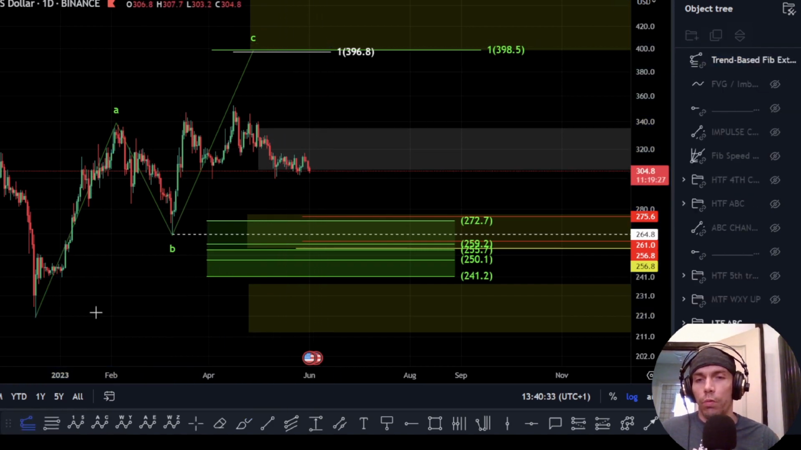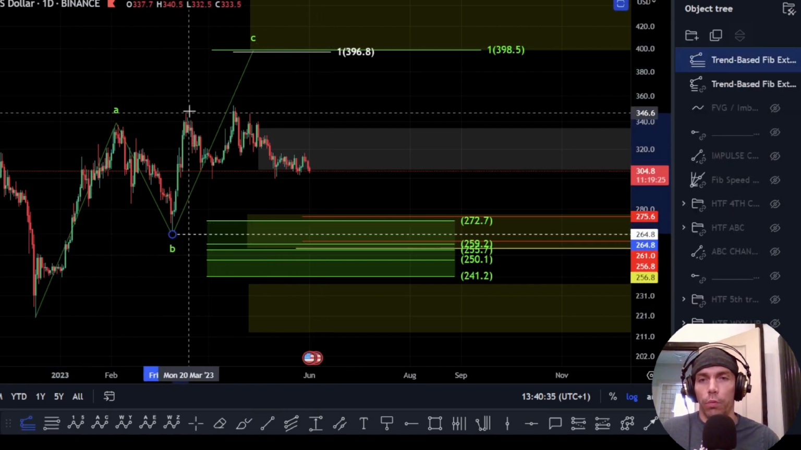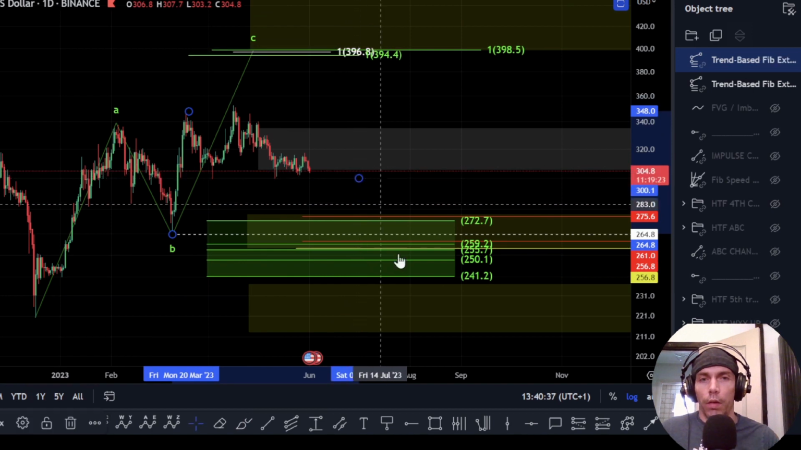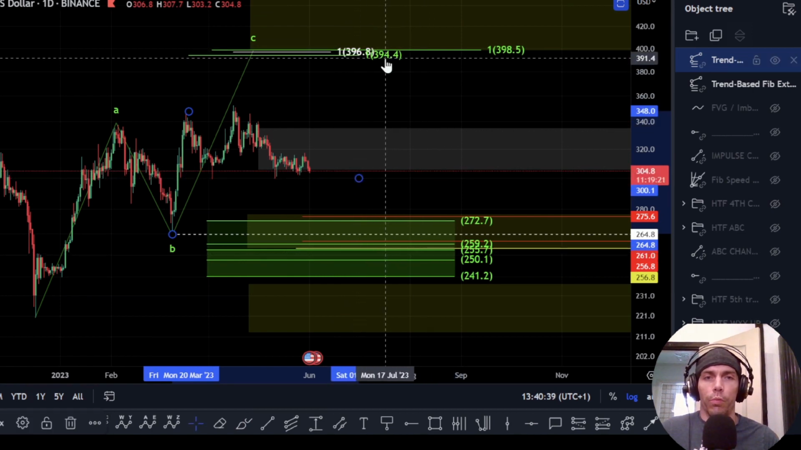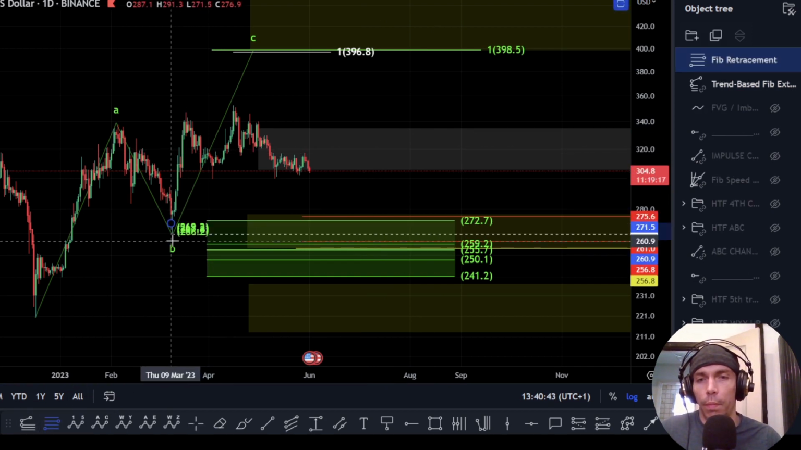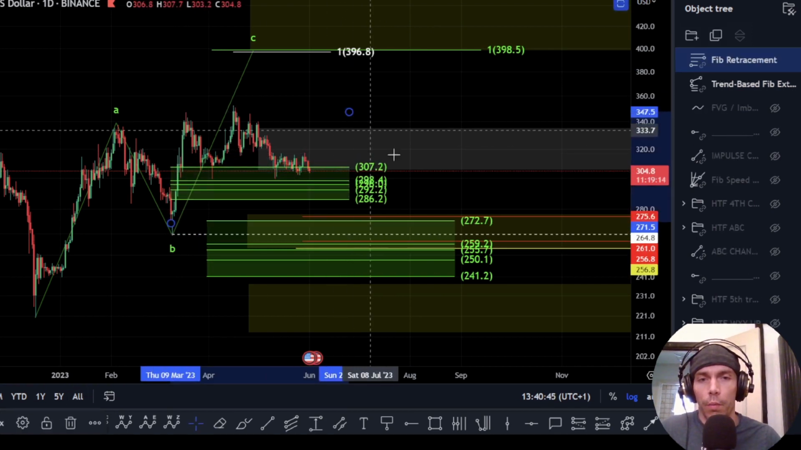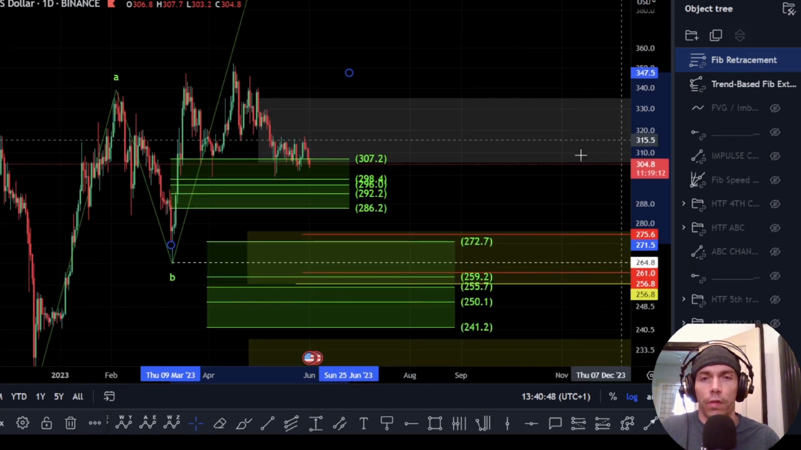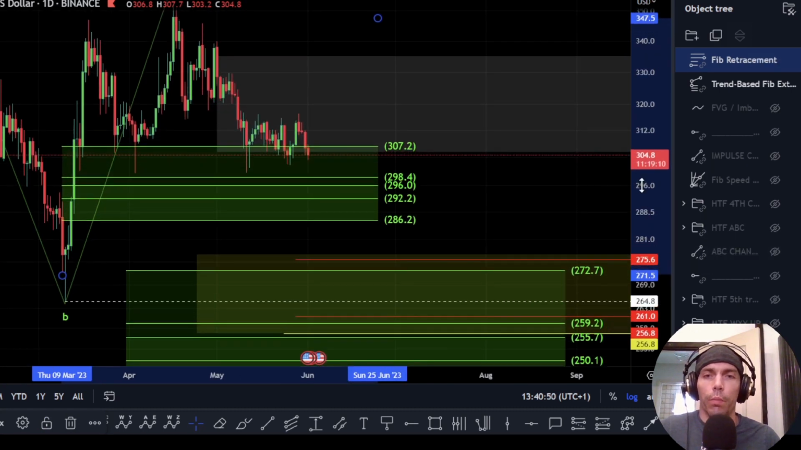Now, if that's the case, what we could actually look for is a push up towards that 1-to-1 in a 3-wave move, which would push us up towards this 394. Now, if this is the case, what we would not want to see happen here is we wouldn't want to really move down below this 286. Now, it's possible that we've already completed this move.